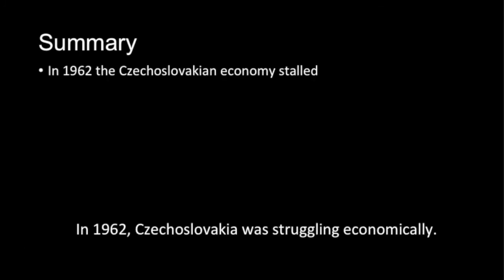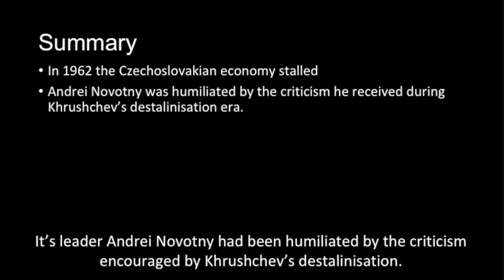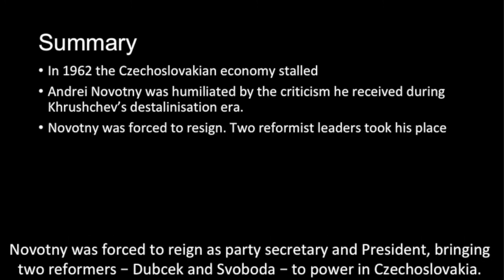So, to summarise what we've learned today, in 1962 Czechoslovakia was struggling economically. Its leader, Antonin Novotny, had been humiliated by the criticism encouraged by Khrushchev's de-Stalinisation. Novotny was forced to resign as party secretary and president, bringing two reformers, Dubček and Svoboda, to power in Czechoslovakia.